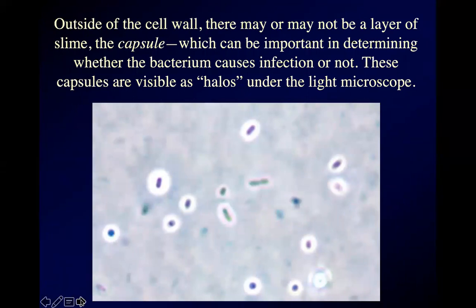Outside the cell wall, there may or may not be a layer of snot. That's called the capsule. These bacteria have been stained with ink, and you can see there's an unstained, completely light halo around the bacteria. That halo is where the snot is. That's called the capsule. This can be important clinically in determining whether a bacterium causes infection or not. And I'm bringing this up because we are going to come back to bacterial capsules in a later lecture.